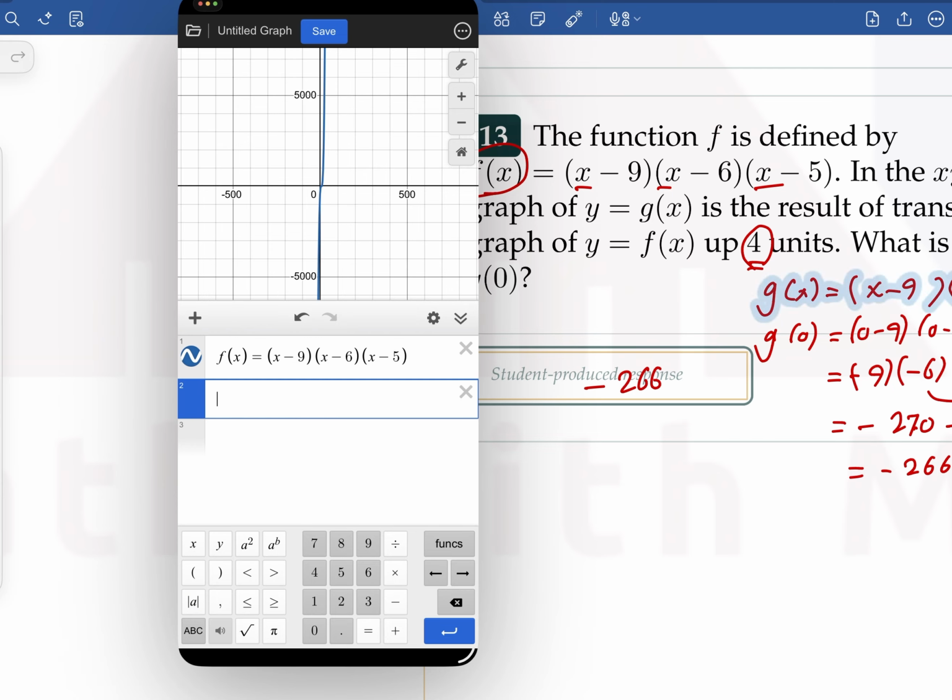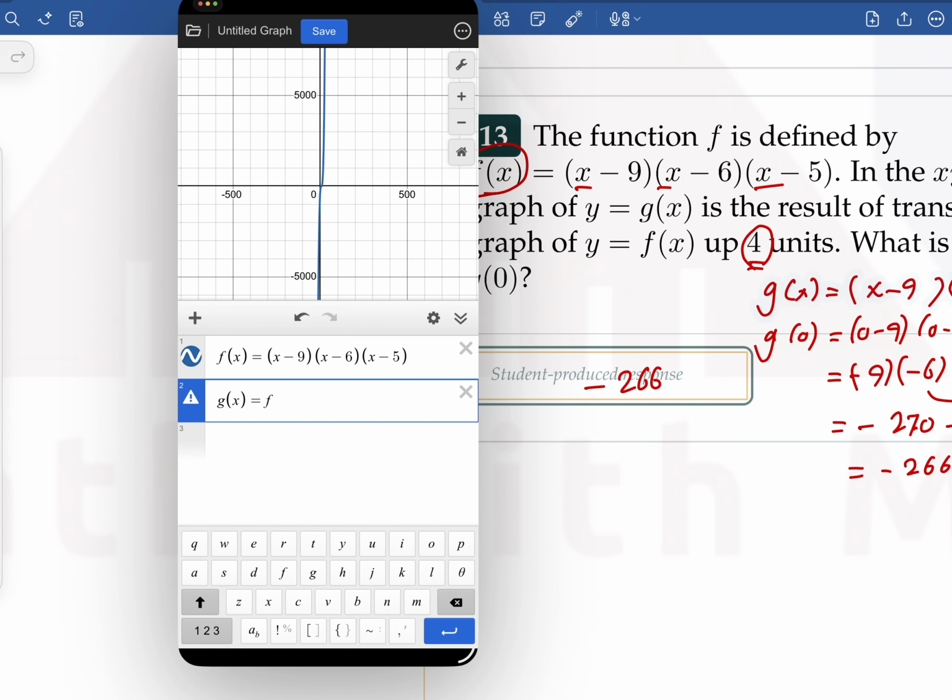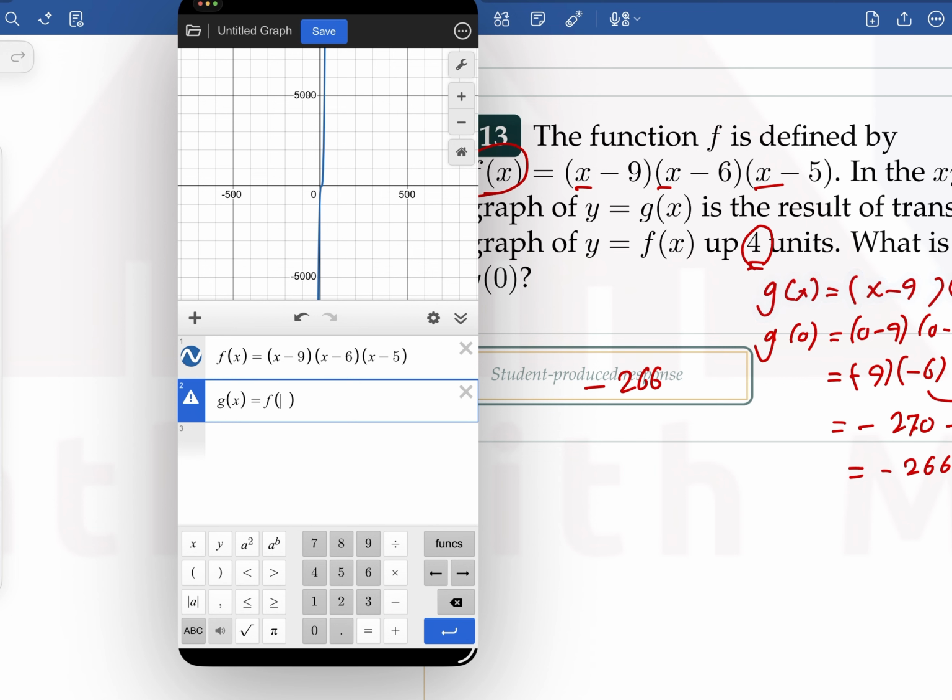But now we can focus on g of x, because g of x is the one that we are talking about. G of x is equal to, no need to write all of that, f of x plus 4, because we have to add 4 units up to the function f of x. So you can just write f of x and then add 4 like this, plus 4. And the graph of g is the green one.